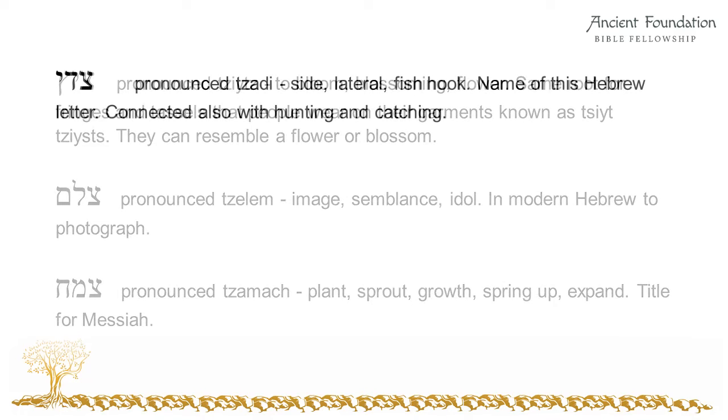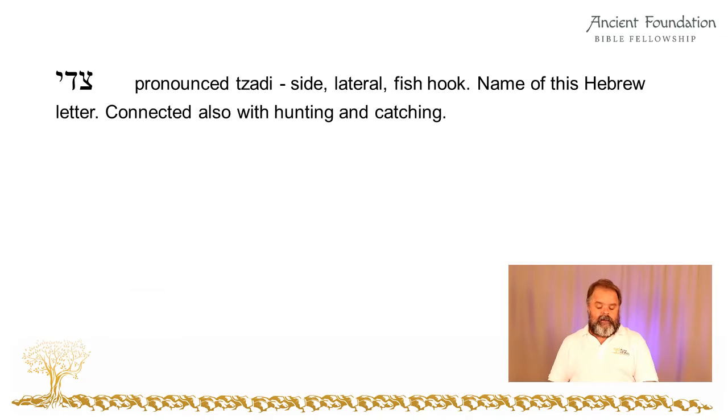The next word is pronounced Tzadi, the same as the pronunciation of the letter Tzadi, and it means side, lateral, and fish hook. And the name of this Hebrew letter is also connected with hunting and catching. As you recall, going back to the pictograph script of this letter, it's like that man laying on his side in that lateral position, hunting and waiting to catch something.